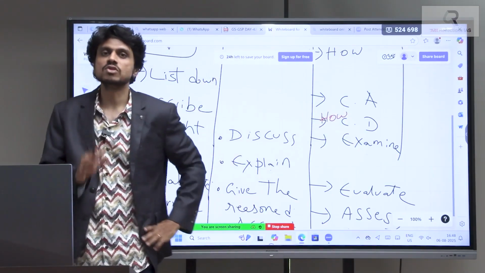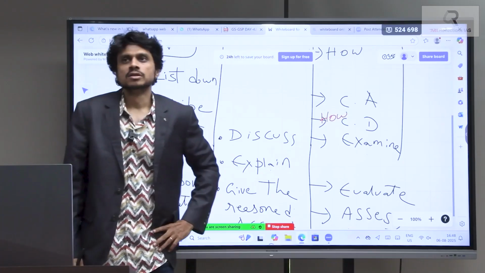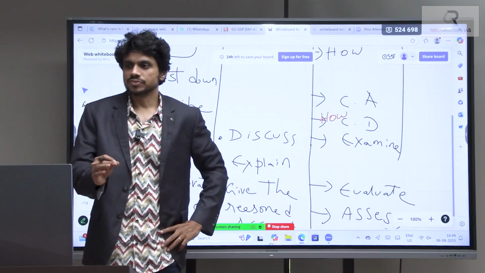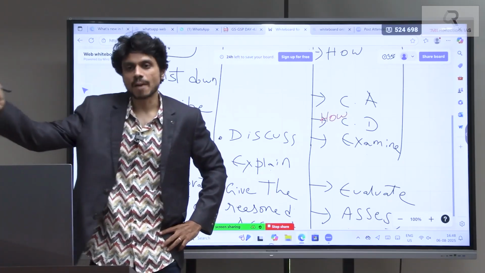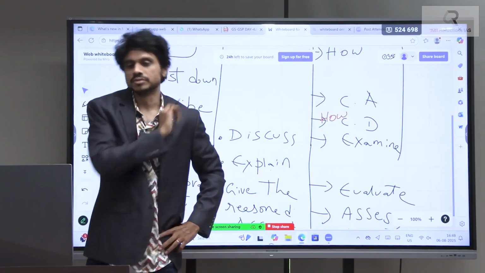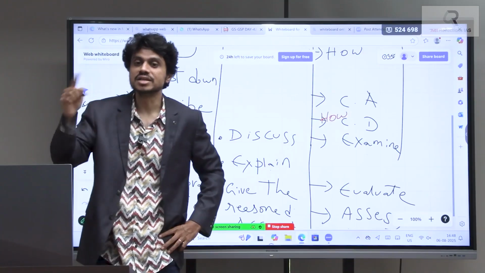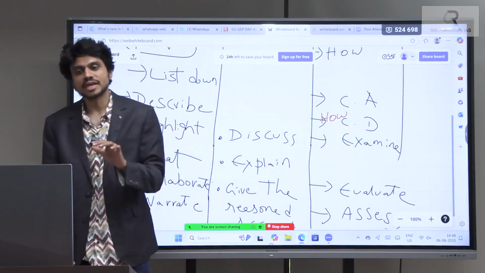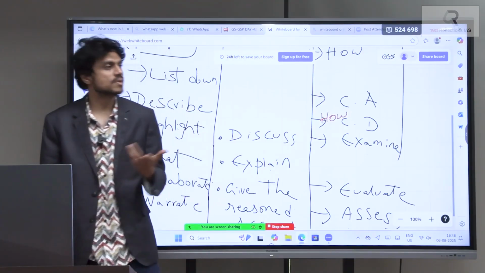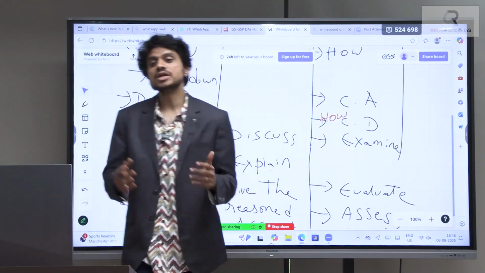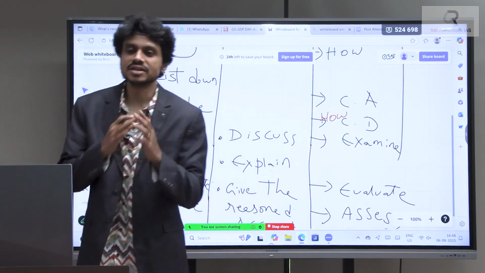Suppose I have given you one question: the Green Revolution has increased the regional disparities in India. Examine. Now you need to explain how it has increased the regional disparities. Without explaining the how aspect, you will not be able to prove how the Green Revolution has increased the regional disparities in India.